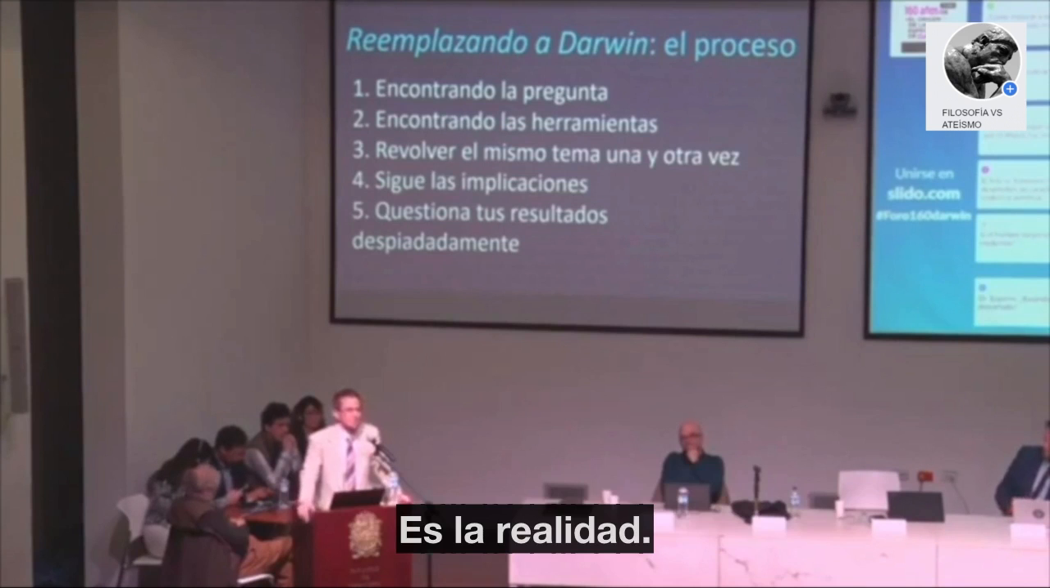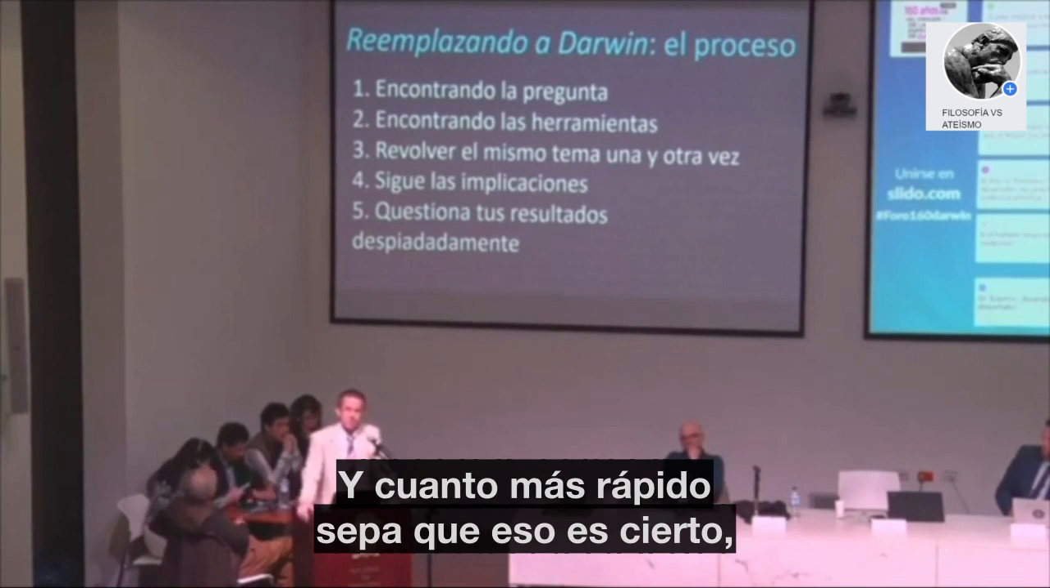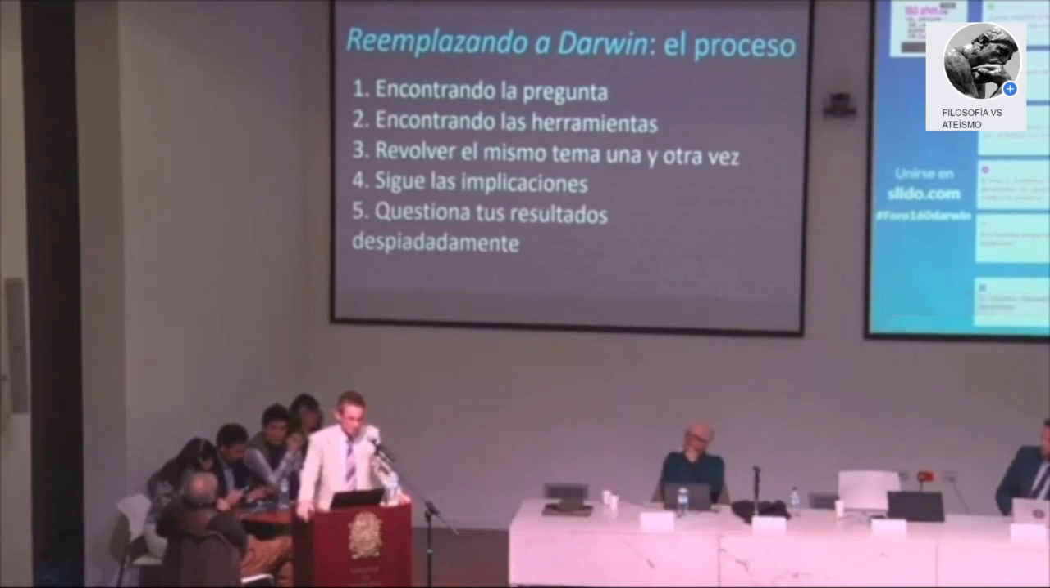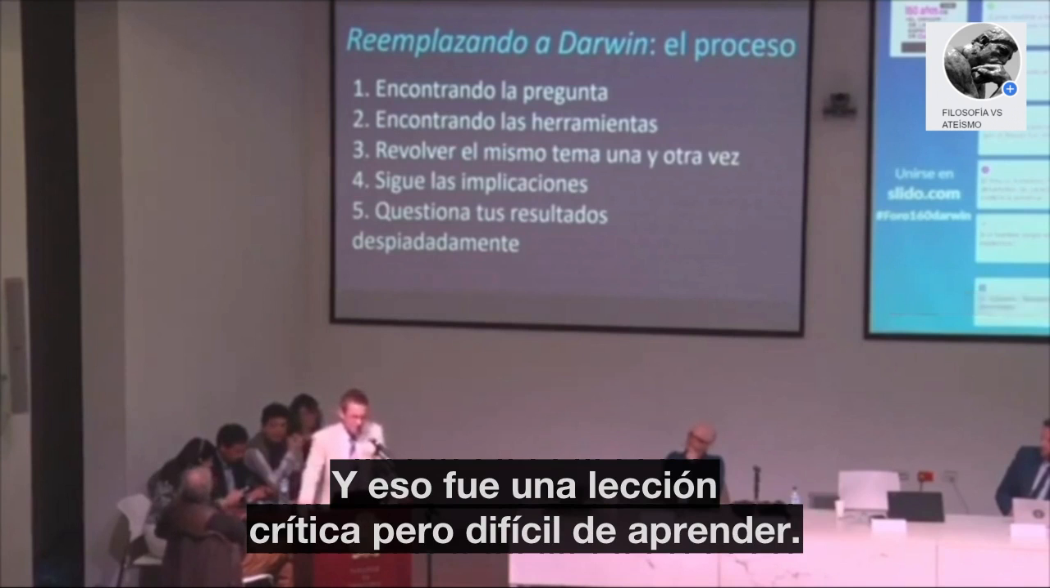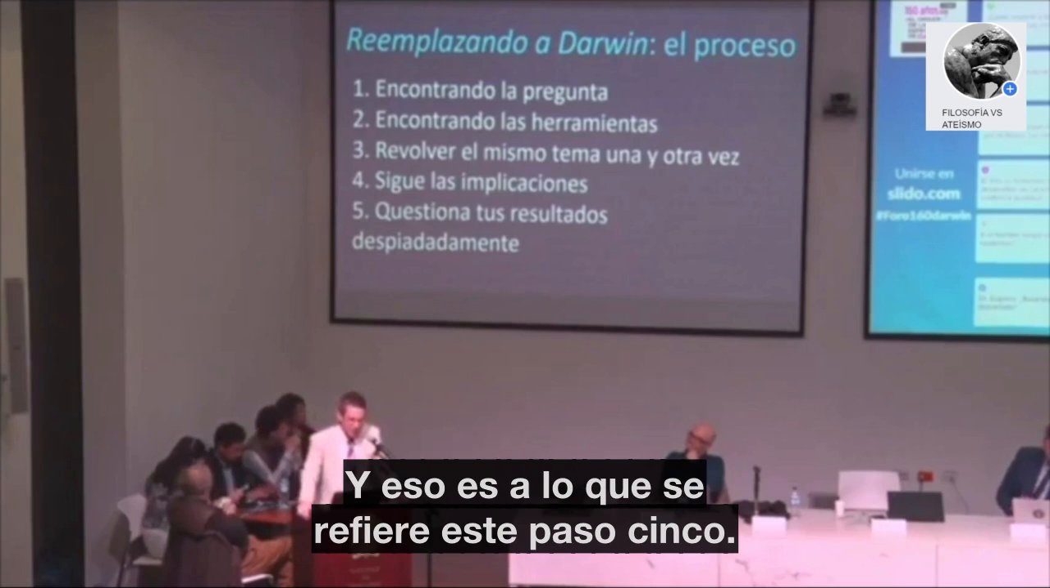It's reality. And you can have the best idea in the world and be wrong. And the quicker you know that's true, the faster you can move on to the correct hypotheses. So that was a critical but difficult lesson to learn. The best scientists learn to be their own worst critics, and that's what this step 5 refers to.